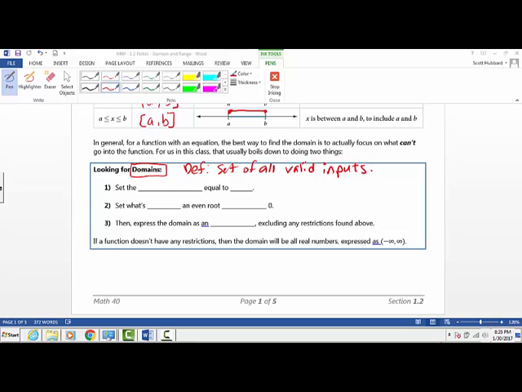What we typically are going to do is look for where things can't be, because usually x can be whatever we want, except that we're going to have trouble when we divide by 0. So anytime we have a denominator, we're going to set it equal to 0. That's again because we can't divide by 0.